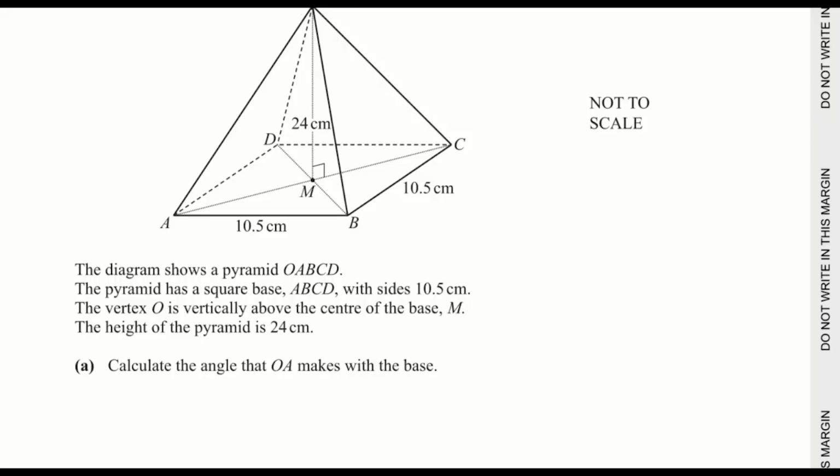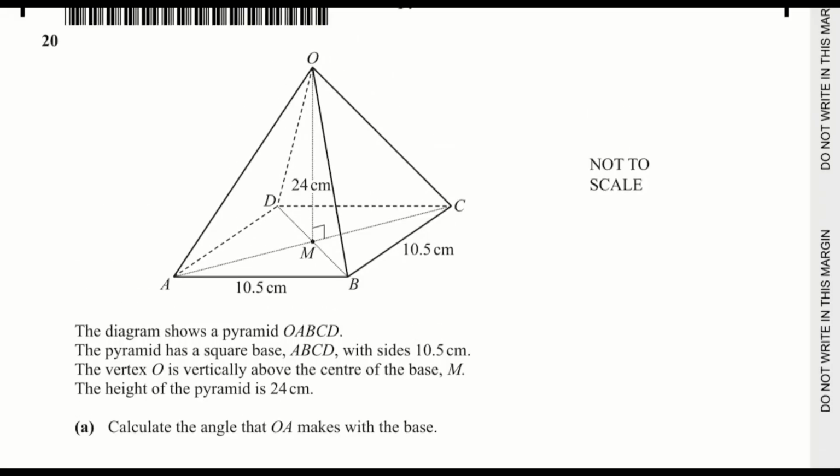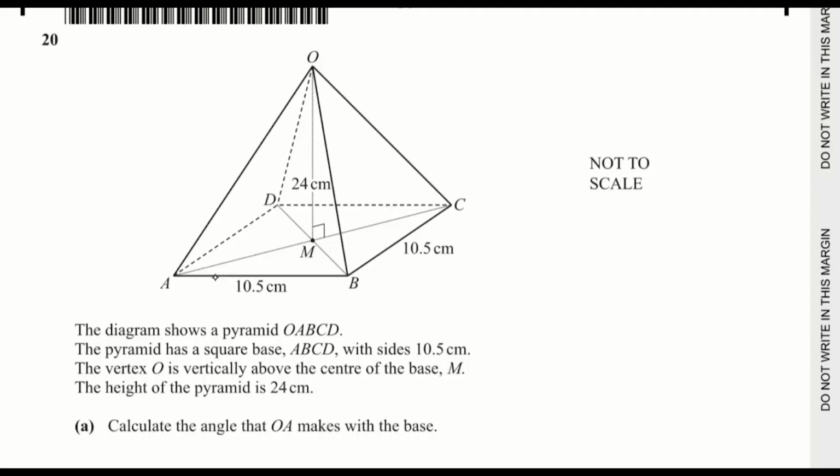Okay, so with the base ABCD, we want to calculate the angle OA makes with the base. So let's scroll up a little bit. If I draw a line to OA now, we have a line like this, and we need this angle here. So let's mark the angle. This is the angle we want to calculate.